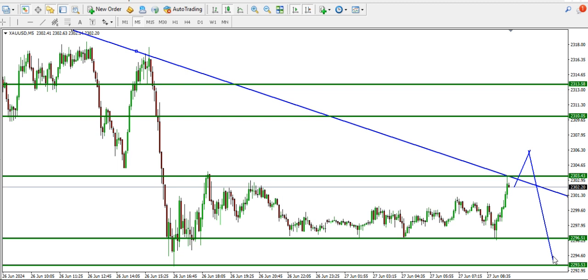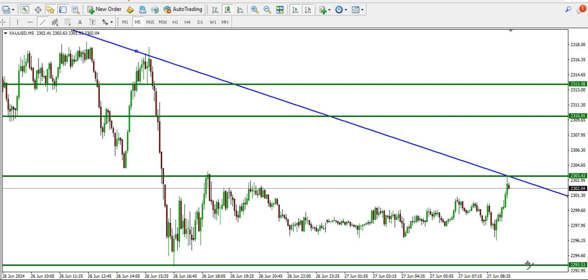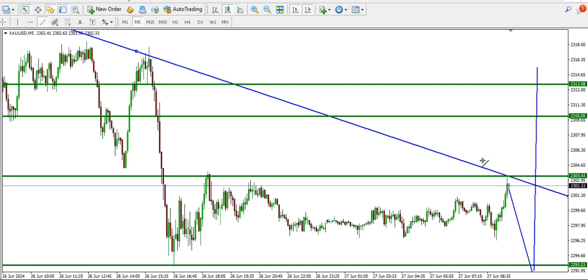Alright? And on the other hand, if we have a break to the downside, we also have another liquidity grab where price clears all the stop losses of the buyers and then possibly starts shooting up. So either way, price is going to go in one direction.